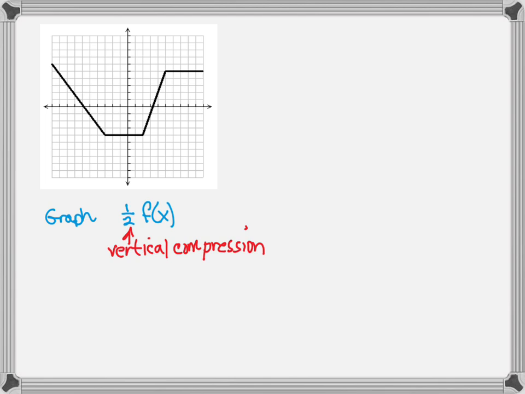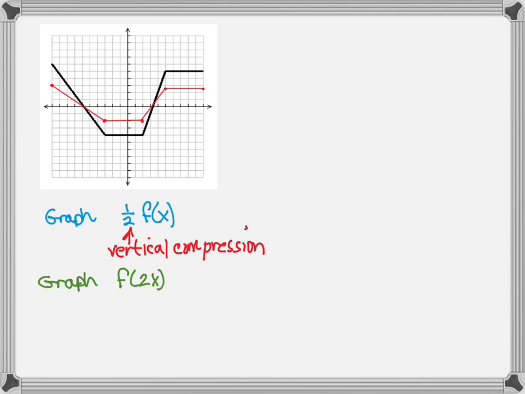So the first point, I'm moving it in closer to the x-axis, half the distance. There's the first point, there's the second point, there's the third point, there's the fourth point, there's the fifth point. So again, we're compressing it towards the x-axis. And now connecting them in order, 1 to 2, 2 to 3, 3 to 4, 4 to 5. And in red, we have our graph of 1/2 f of x.